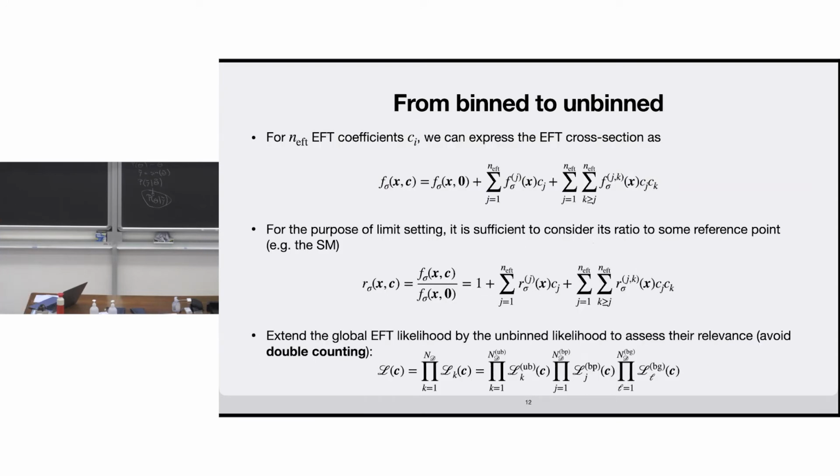So the EFT approach. So far I've not really specified anything specific to the EFT approach, but EFT has this nice property that it can be written as a polynomial in the Wilson coefficients. And for the purpose of limit setting, you only need to have a ratio with respect to some reference. So you take this likelihood ratio with respect to the SM, and you get this linear term and the quadratic terms. And by comparing it to the likelihood that you already have from a SMEFT global analysis, you can assess the sensitivity that you gain by including these unbinned observables.